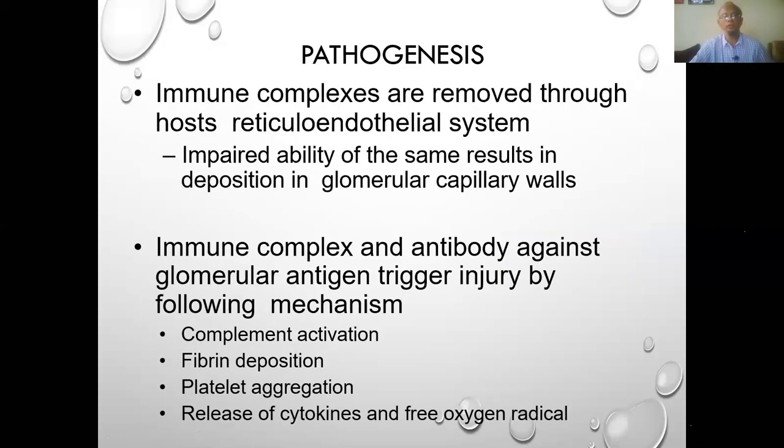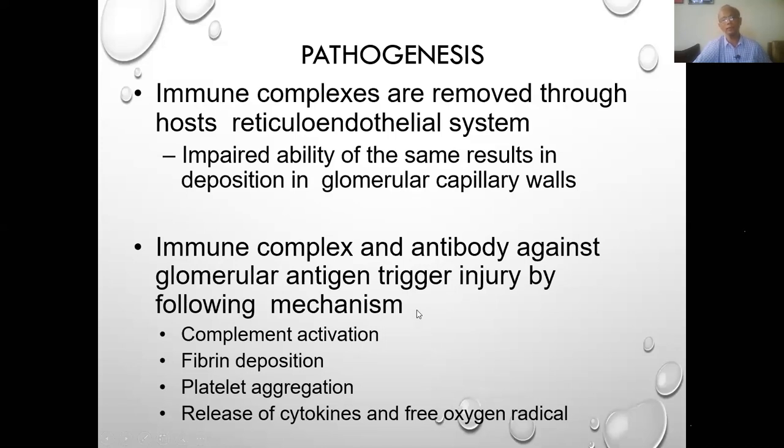So what about the pathogenesis? The immune complexes are removed through the host reticuloendothelial system. All the immune complexes are usually removed by the reticuloendothelial system, even in the liver and kidney, and if there is an impaired ability of the same, it results in deposition in the glomerular capillary wall. So it is deposited. Immune complex and antibody against glomerular antigen trigger injury by the following mechanisms: complement activation, fibrin deposition, platelet aggregation, and release of cytokines and free oxygen radicals.